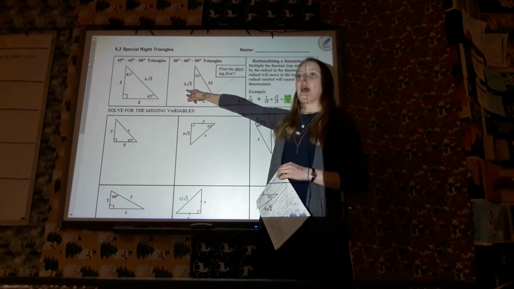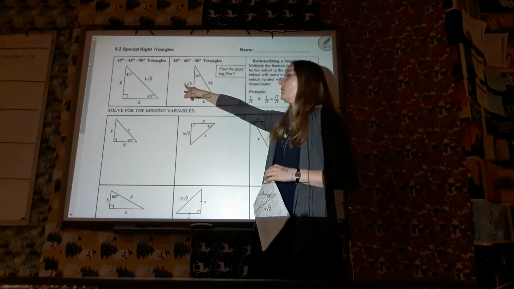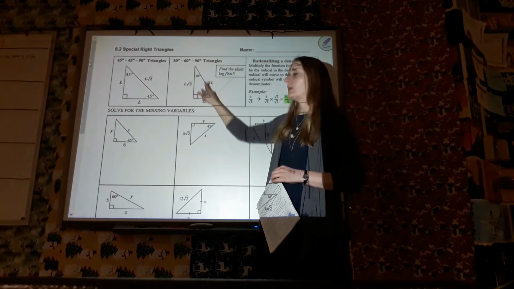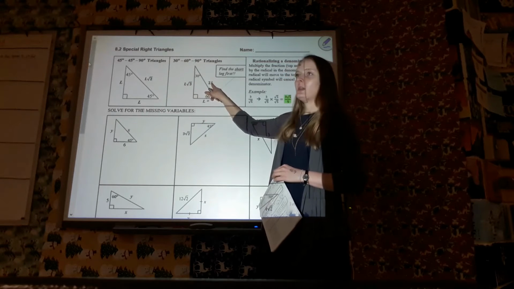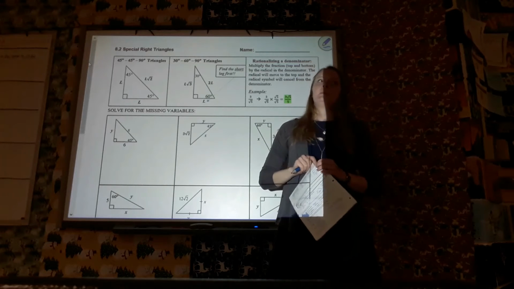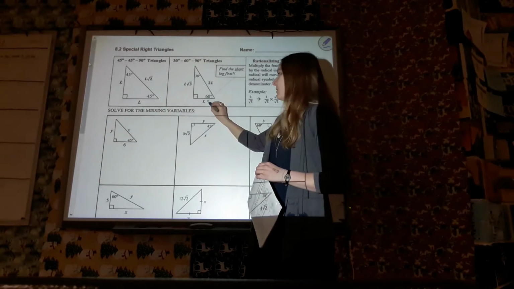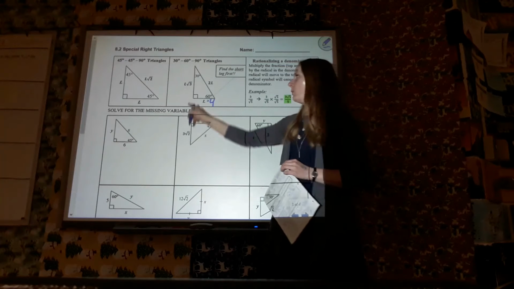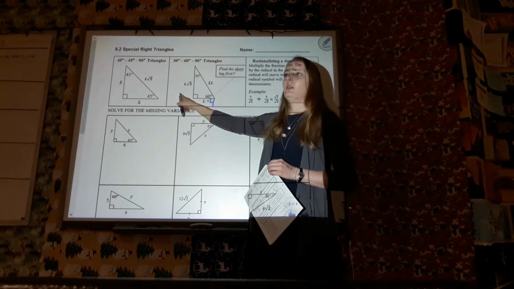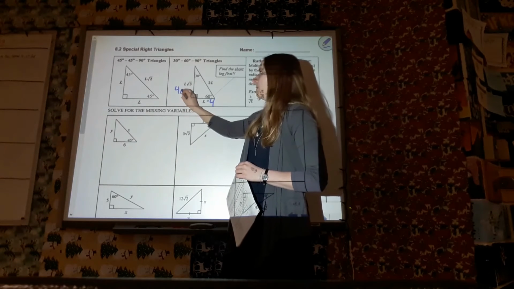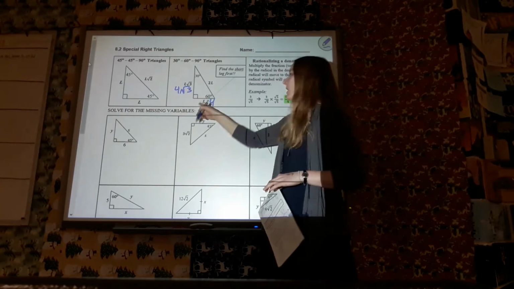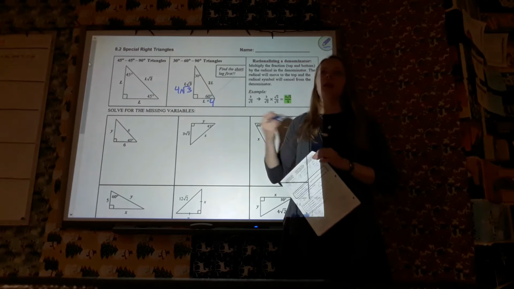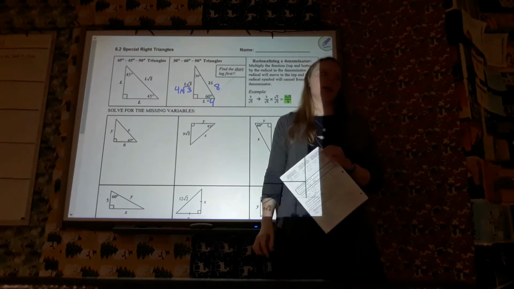The medium leg across from the 60-degree angle is L times the square root of 3. So whatever this is, you're going to multiply that times the square root of 3. The hypotenuse is 2 times L. Okay, so for example, if I say that this is 4, what would this be? 4 root 3. You literally just plug 4 in for L, and you attach the square root of 3 to it. And then what would the hypotenuse be? 8. 4 times 2, 8.